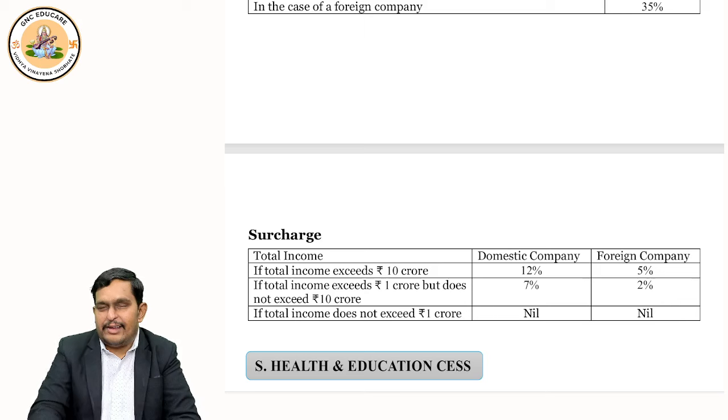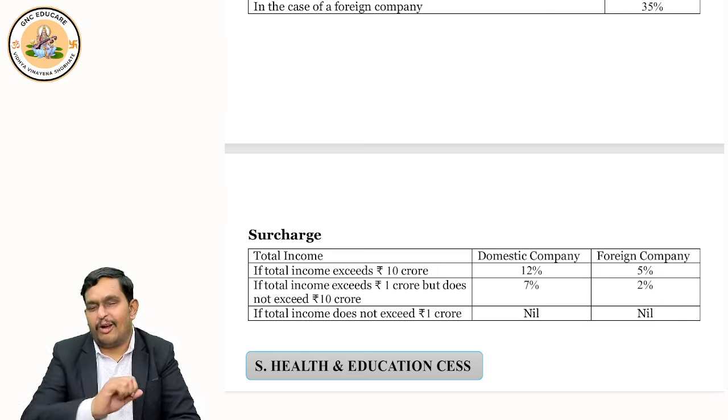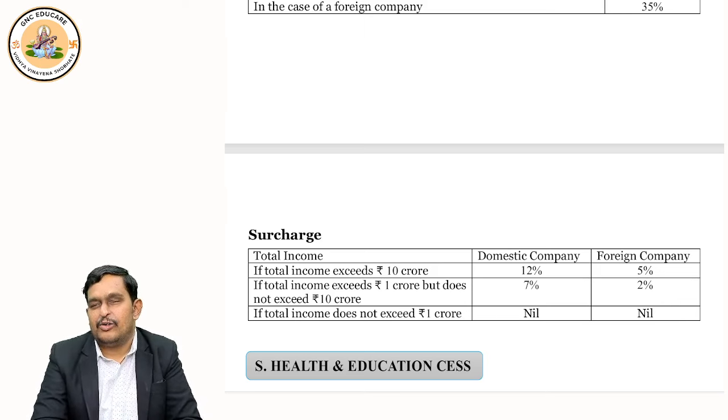Now you may say, sir, this government is fraud, sir. You are collecting more from domestic company and less from foreign company. What is this, sir? Arey yaar, you understand, foreign companies are already paying a very high rate of tax. So that's why surcharge is less. Okay. This is how governments actually plan.